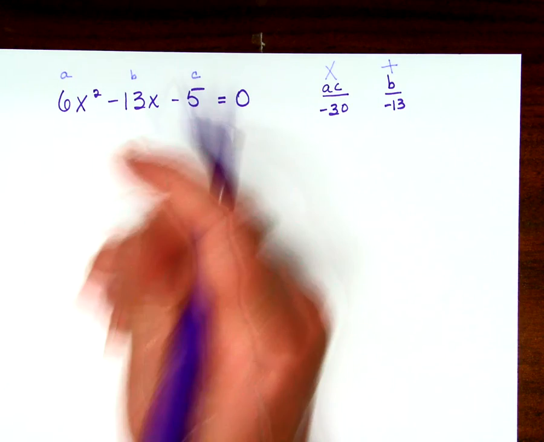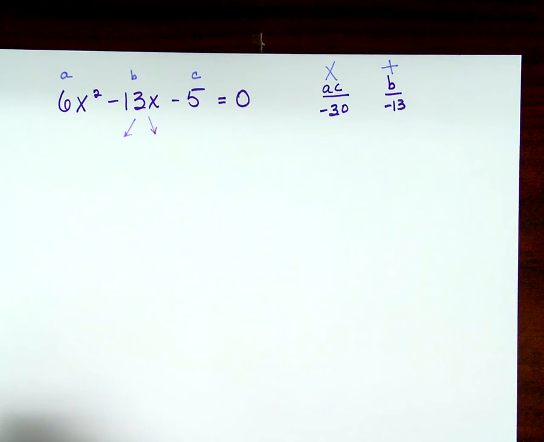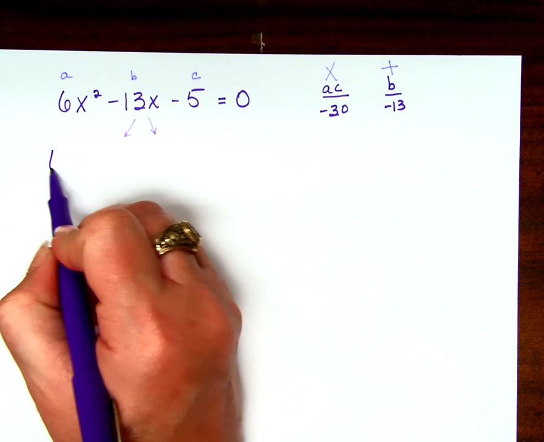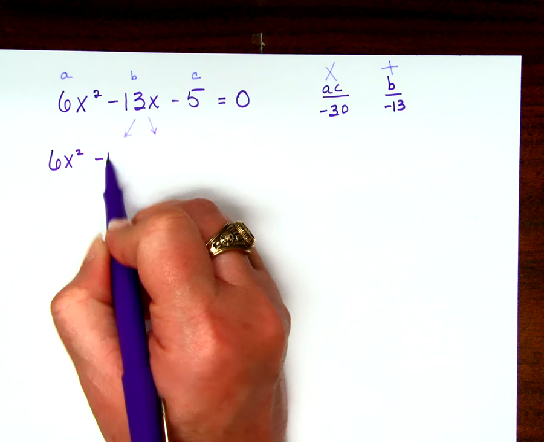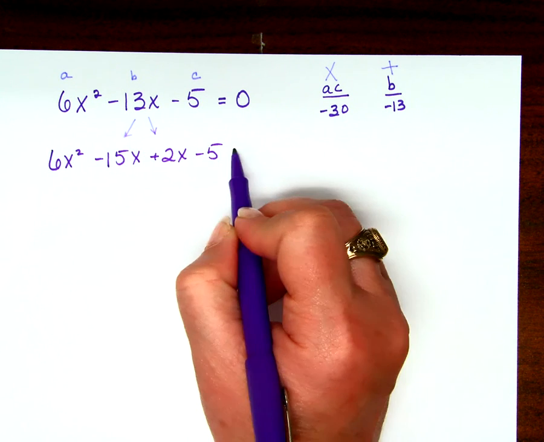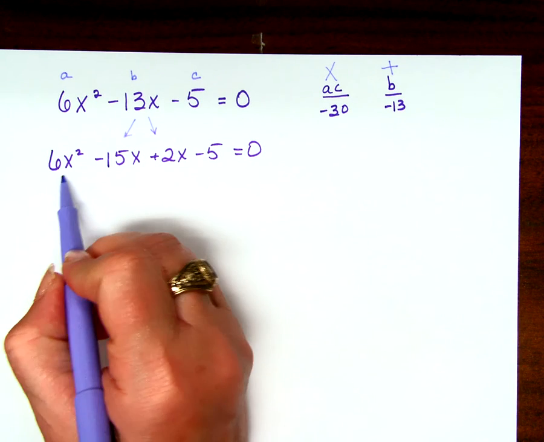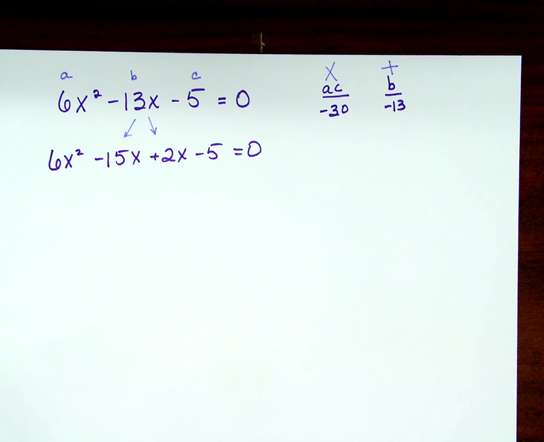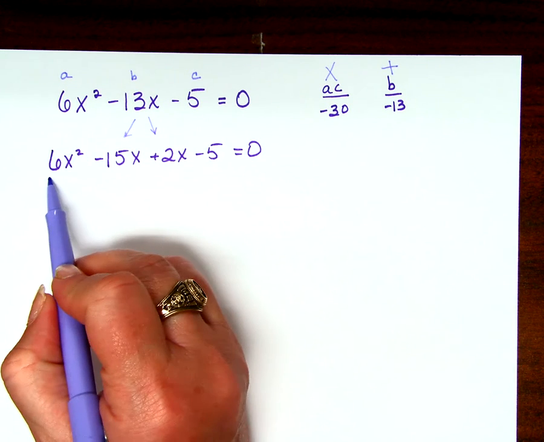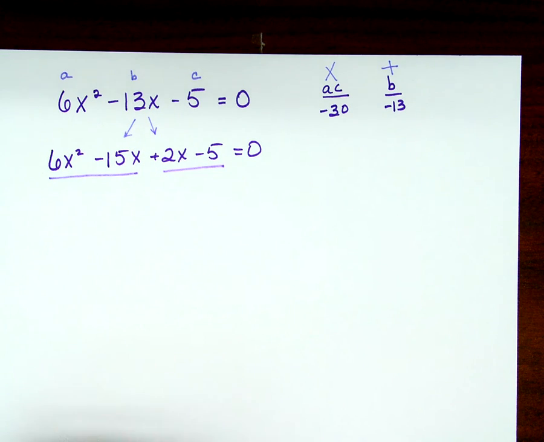So remember, what we do is rewrite this equation by splitting the middle term into two parts, using the two numbers that you just told me: negative 15x and positive 2x. Are you remembering this now? Okay. So now there are four terms, and when there are four terms, I always first try to factor by grouping. So I group the first two terms and I group the last two terms.